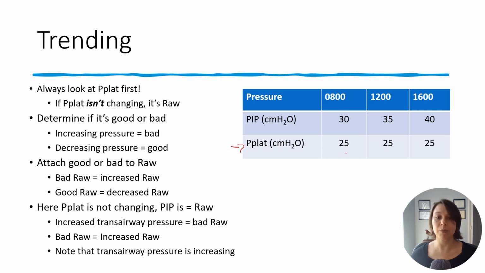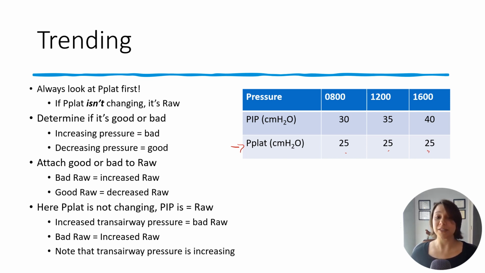But my plateau pressure isn't changing. And if these values change by 1 or 2, that usually still doesn't count as changing. So right now, my plateau pressure is staying the same. If plateau pressure isn't changing, then it has to be airway resistance. So we're still going to determine, remember, what's good, what's bad. Increasing pressure is bad. Decreasing pressure is good. So we're going to attach that good or bad to raw. Bad raw is increased raw. Good raw is decreased raw.